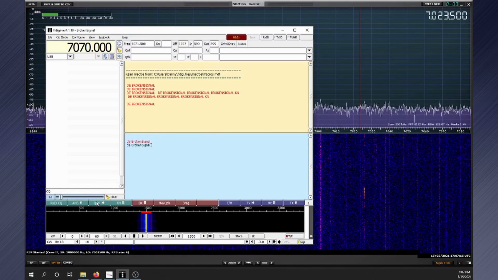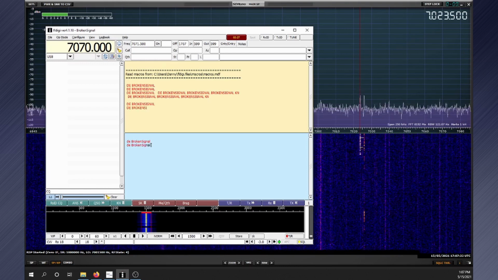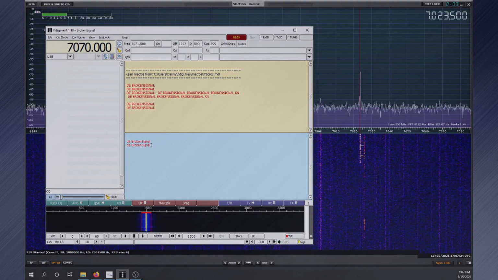I wanted to build a QRP CW transceiver that I could control using FLDIGI. I will cover the project over the next couple videos. I chose the 49er kit for the base of this project, and I'll go over it now.